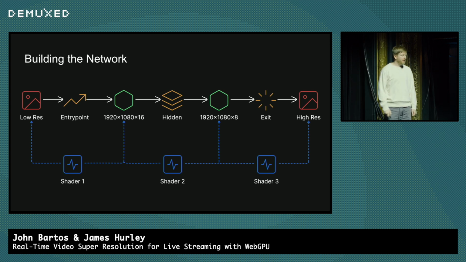The second shader covers all of our hidden layers. This shader is invoked repeatedly depending on the number of hidden layers that we've configured. And it's a pretty typical depth-wise 2D convolution with the activation fused in. And finally, we have our exit layer that does the final convolution, takes the Luma channel that we've produced from that network, and combines it with the chroma channels that we separated out in the first step to produce the higher res image.